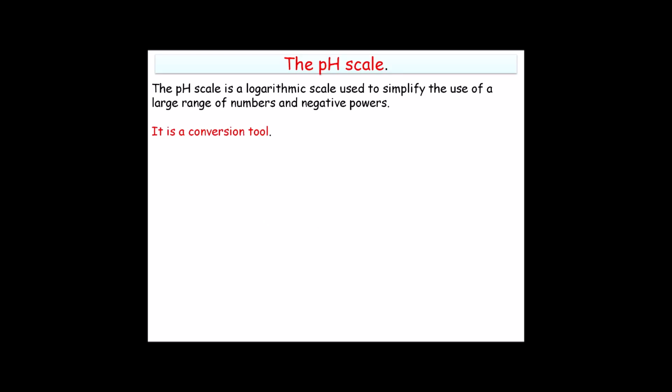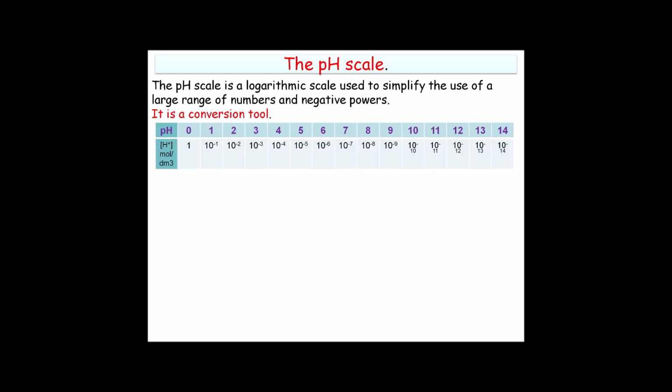So, it's a very good way, the pH scale. The reason why we use pH and we don't use a concentration of hydrogen ions is because the concentration of hydrogen ions is a very small number. So it's a really useful conversion tool to make things nice and simple for us when we are looking at the pHs and we're looking at acids and alkalis and how strong they are.